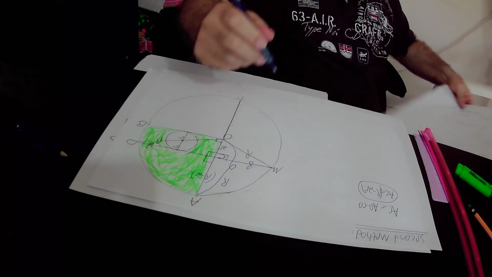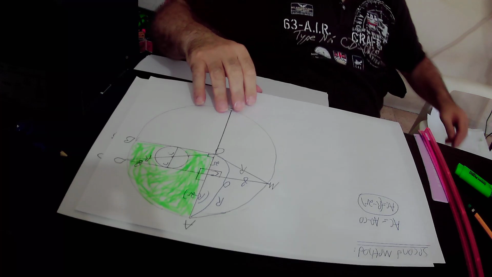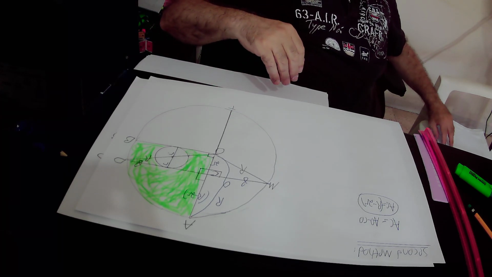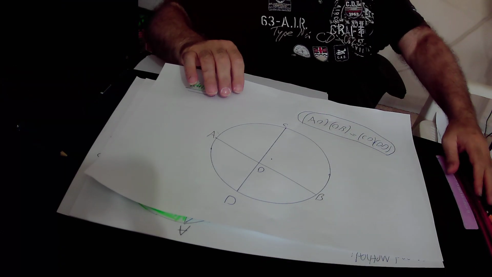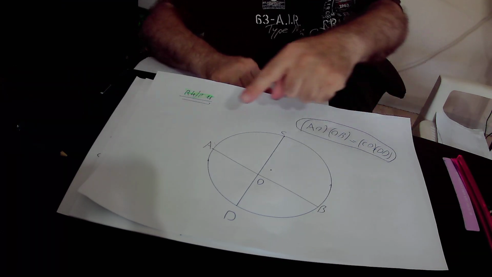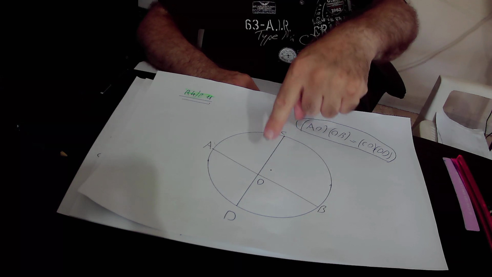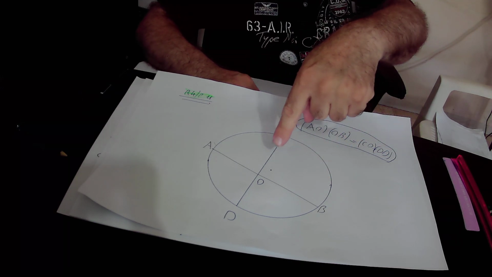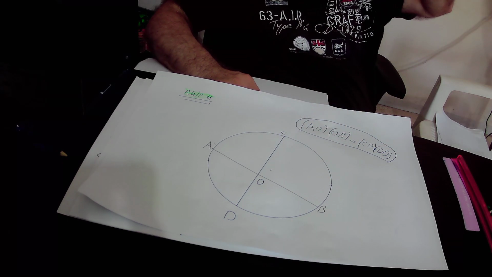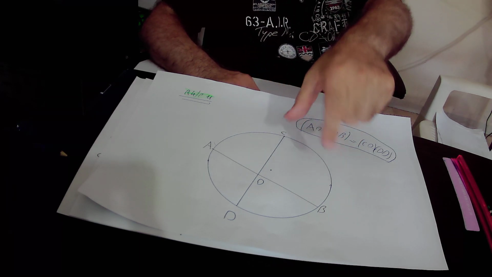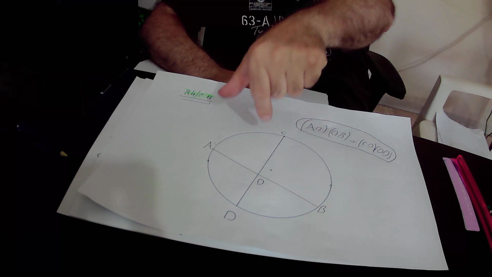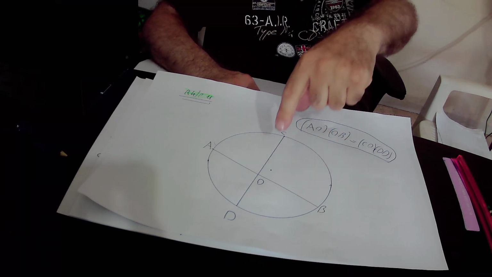Okay, in the next step I will present to you rule number 11, and we will implement rule number 11 in our drawing. What is rule number 11? According to rule number 11, if chord AB intersects with chord CD at point O, then the following equation is true: AO times OB equals CO times OD. Again, AO times OB equals CO times OD.